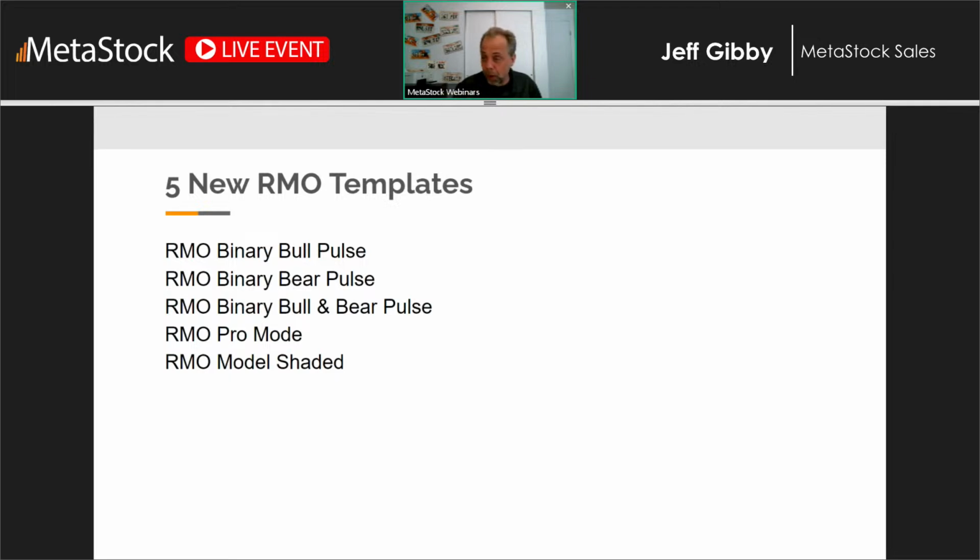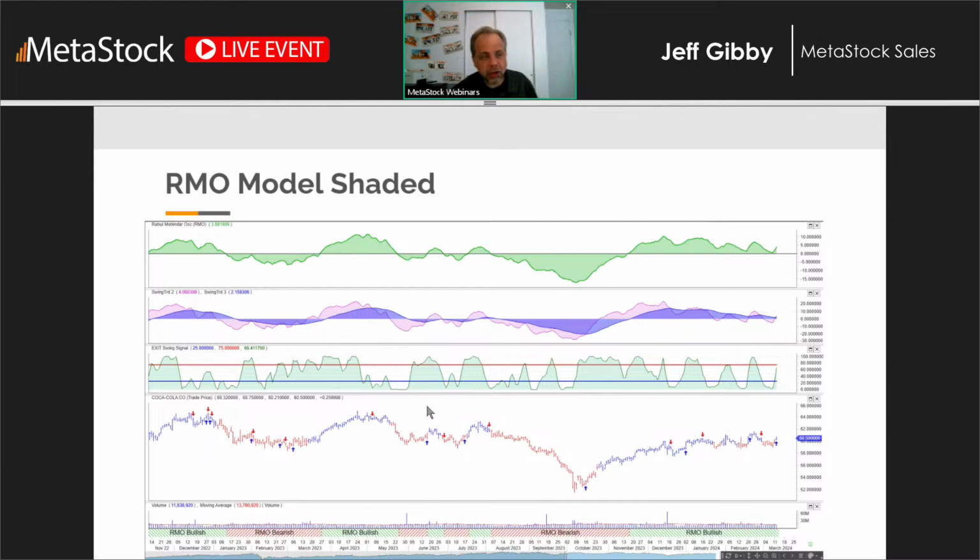I would recommend, if you're looking for a system that's really good at trend following, RMO is great. And so we came up with a shaded model. The reason I like the shaded model more than the histogram model has to do with the relationship between swing trade 2 and swing trade number 3. Not only does it look better, it's a little bit easier for me to read.